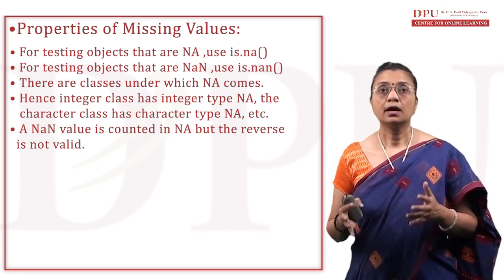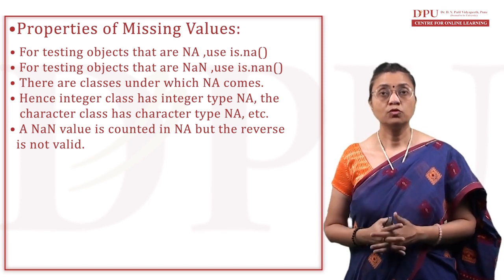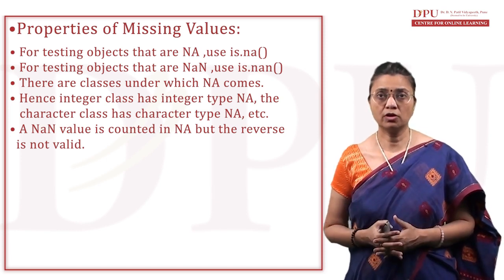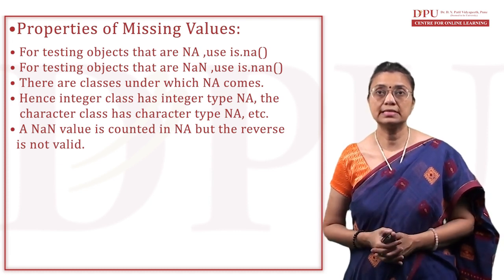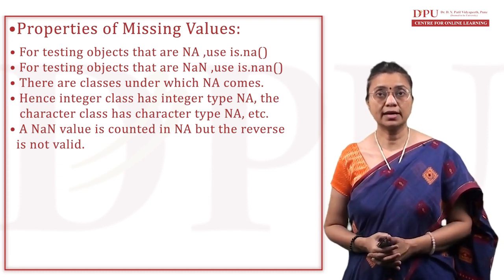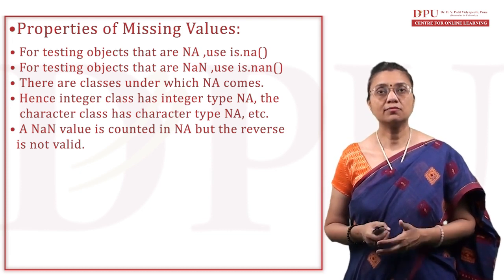So basically NaN is a value where the number is not defined, or something which is an undefined value, and in that case we use is.nan. So that is how we try to find out the missing values.